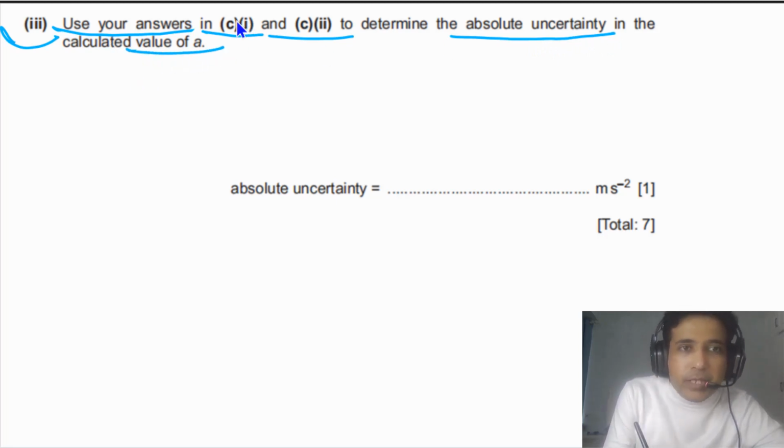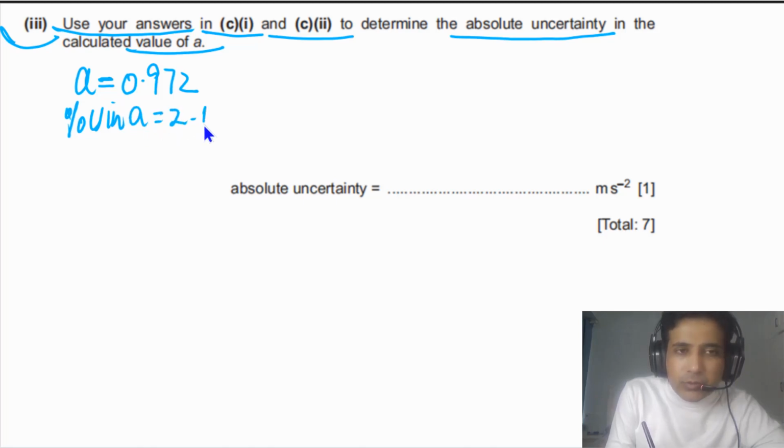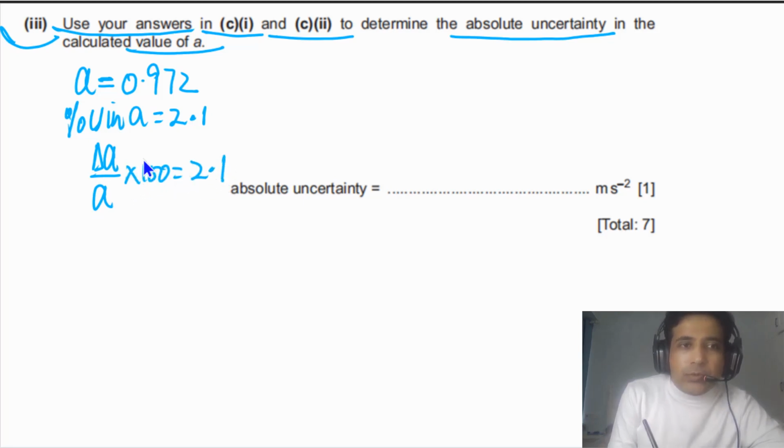Absolute uncertainty. In part C1 and C2, we have calculated value of A, and we have also calculated percentage uncertainty in A. Value of A we have calculated, that was equal to 0.972, and the percentage uncertainty in A was equal to 2.1%. So percentage uncertainty in A, you can also write down, this is delta A by A multiplied by 100, and this is equal to 2.1. We need to calculate delta A in this case.